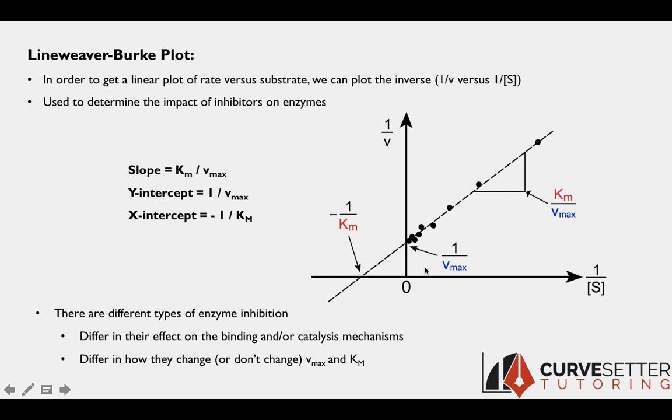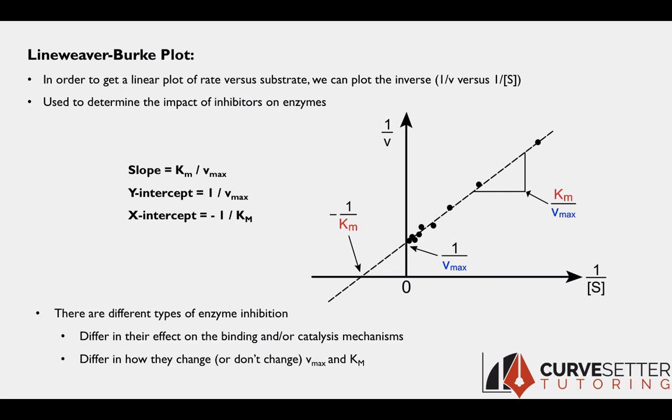And on this plot, there are some important points that you need to know. So first, the slope is equal to Km over Vmax. That's important to know. It's also important to know that the y-intercept, found here, is equal to 1 over Vmax, and the x-intercept is equal to negative 1 over Km. So that means using this plot, you can solve for Km and Vmax.